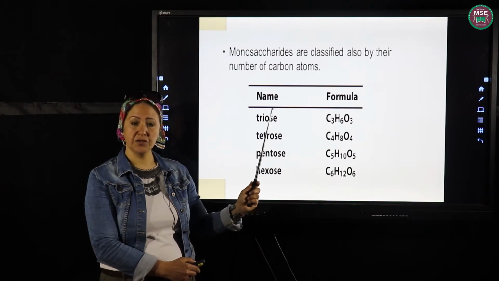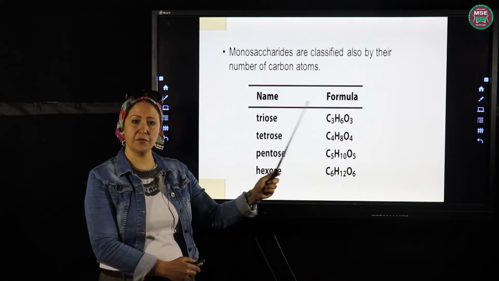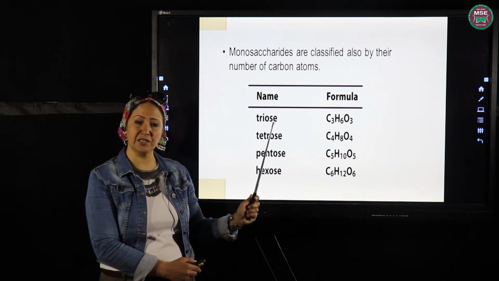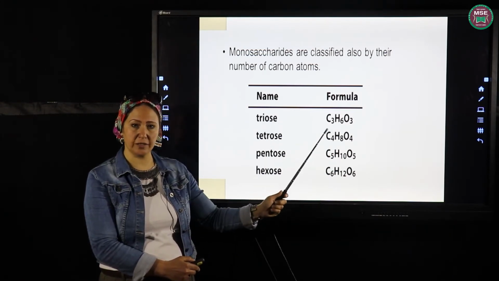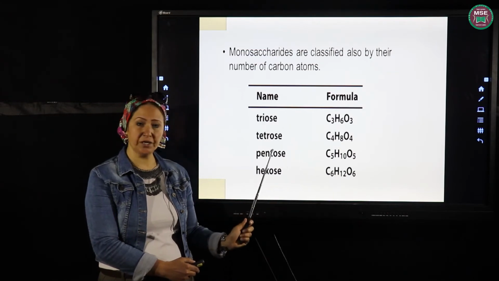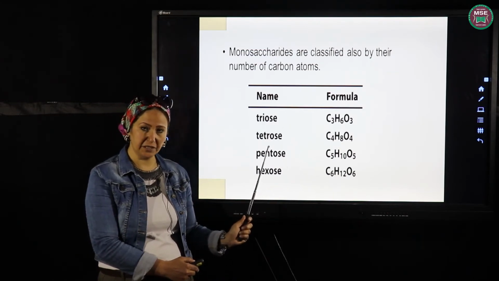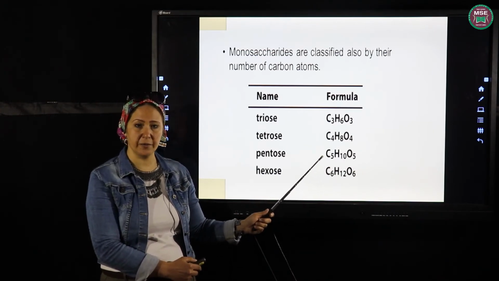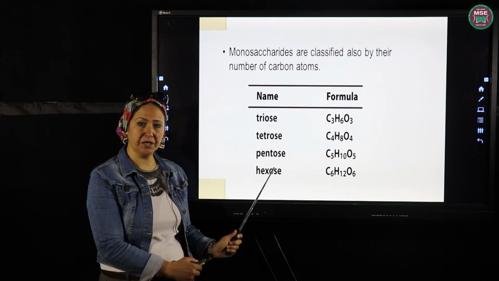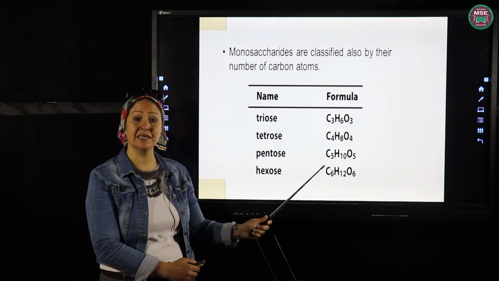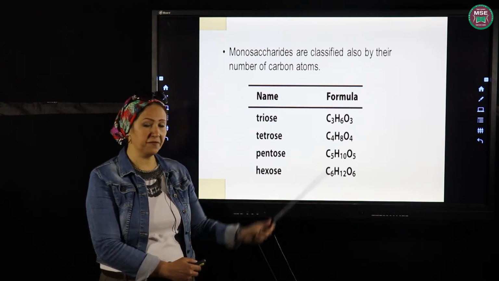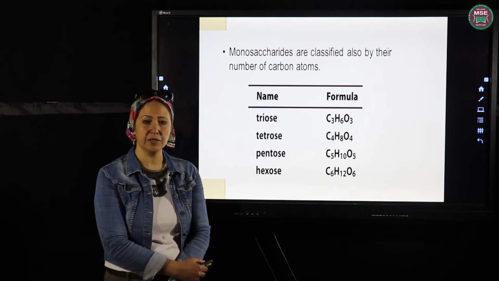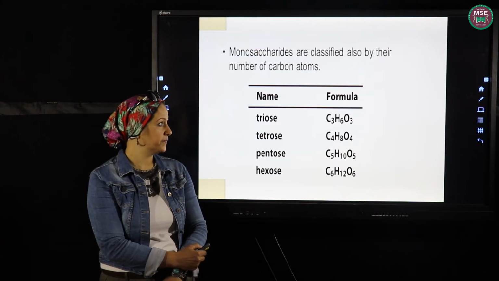We call this one triose sugar. Triose means it contains 3 carbon atoms. Tetrose, because tetra in Latin means 4, so it contains 4 carbon atoms. Pentose sugar, because penta in Latin means 5, so it contains 5 carbon atoms. Hexose sugar contains 6 carbon atoms. And all of them are considered monosaccharides because the number of carbon atoms ranges from 3 to 6.